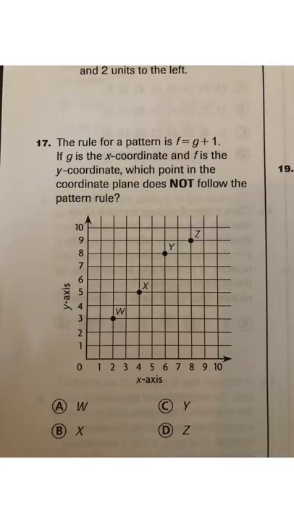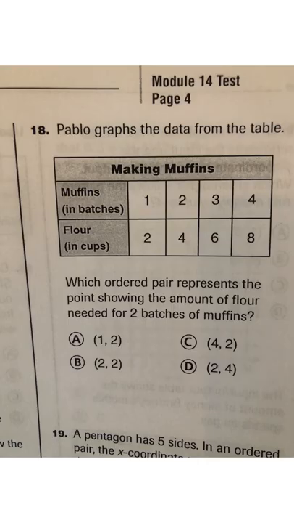Number 17. The rule for a pattern is F equals G plus 1. If G is the x-coordinate and F is the y-coordinate, which point in the coordinate plane does not follow the pattern rule? Number 18. Pablo graphs the data from the table. Which ordered pair represents the point showing the amount of flour needed for 2 batches of muffins?